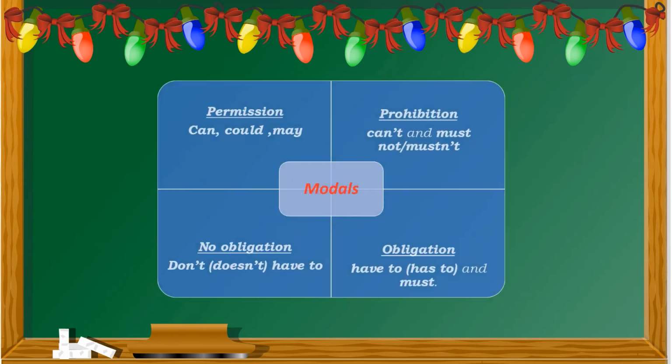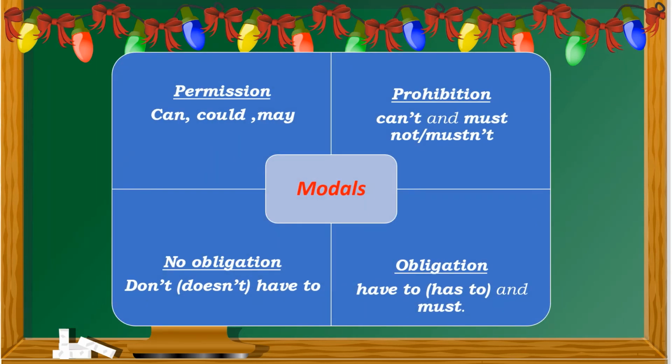So to summarize, again, modals are auxiliary verbs that are used to express permission. When you say permission, you are allowed to do something. And when you're expressing permission, you use can for informal, could for more formal and more polite, and may for the most formal and most polite way of expressing or asking and giving permission.